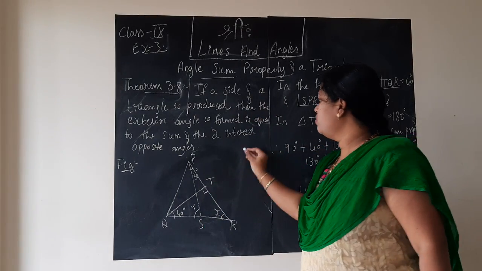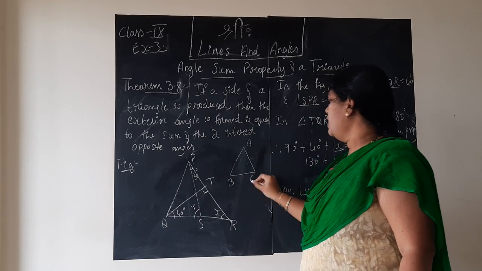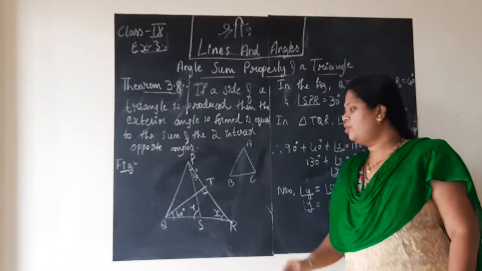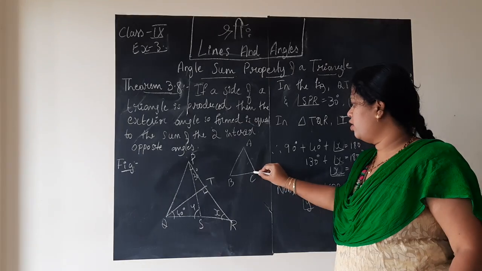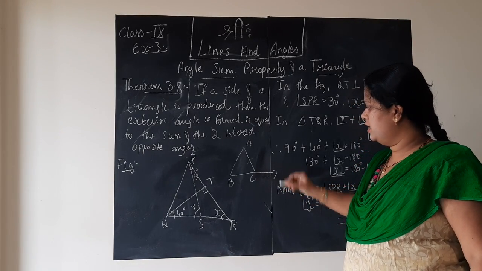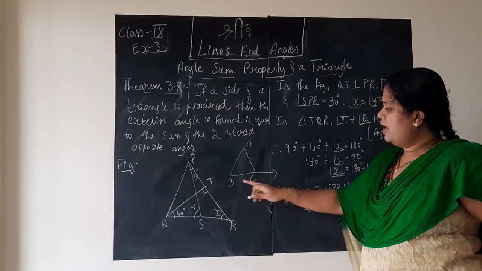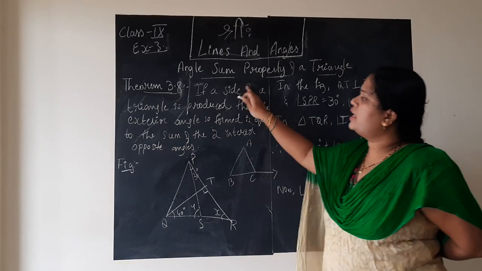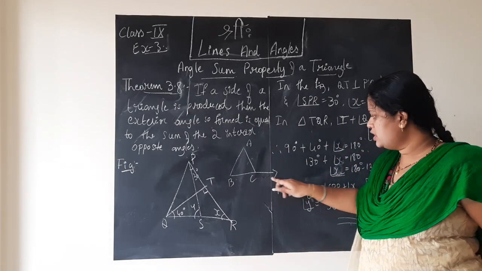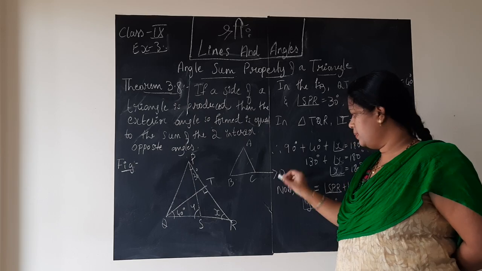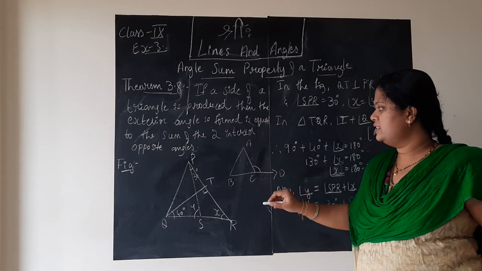How? So forget about this figure for now. I will simply consider the triangle ABC. I will produce any one of the sides. For our convenience, I will extend this base BC up to some point. So if a side of a triangle is produced, which side now? Side BC is produced to some point, say D. An angle is formed here. Angle ACD is the new angle formed.